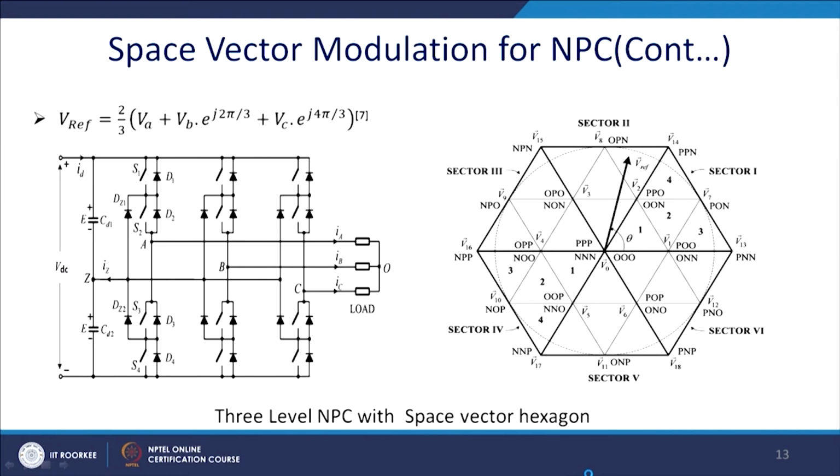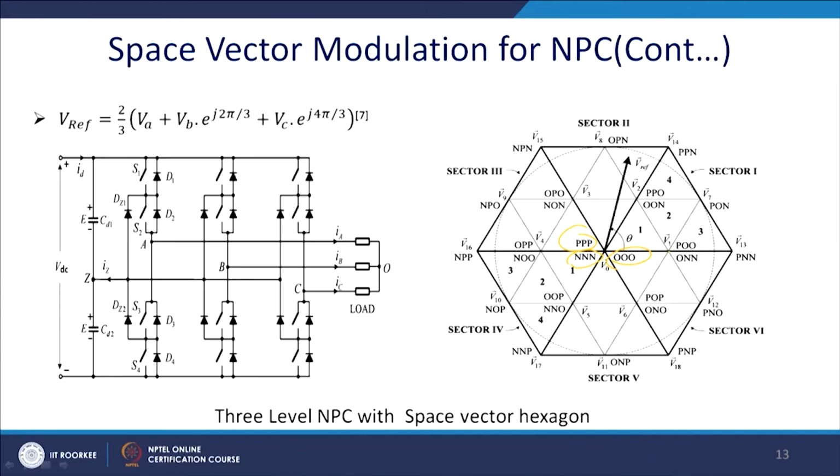So, see that P, that is positive, positive, positive. What is P? When S1 and S2 are closed for a leg. N means all the lower switches are closed, and then 0, 0, 0. In these 3 combinations, you are not applying any voltage to the line. So, it is a null vector. So, this is said to be V1.